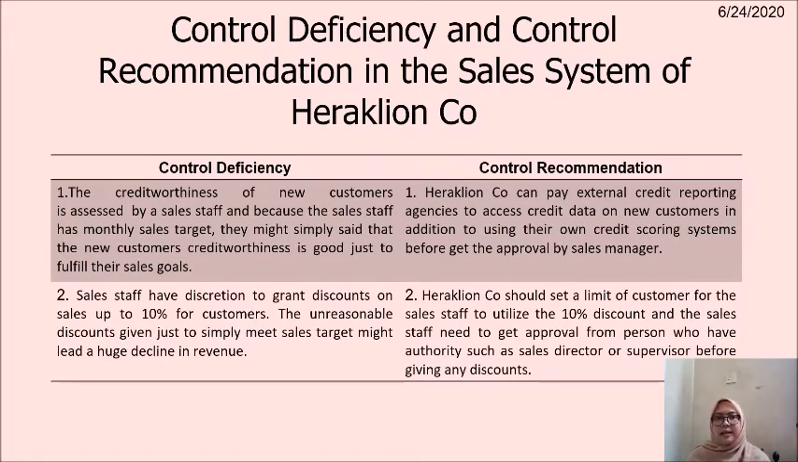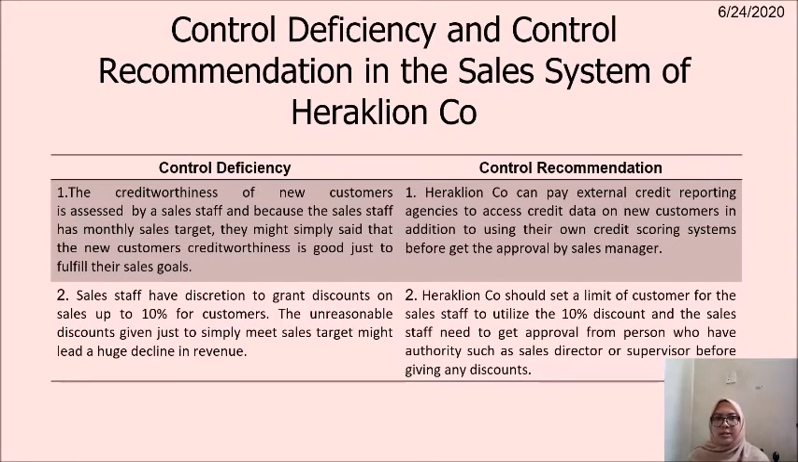Next, sales staff have discretion to grant discounts on sales of up to 10% for customers. The unreasonable discounts are given by the sales staff simply because they want to meet their sales target. This will eventually lead to a huge decline in revenue for Heraklion.